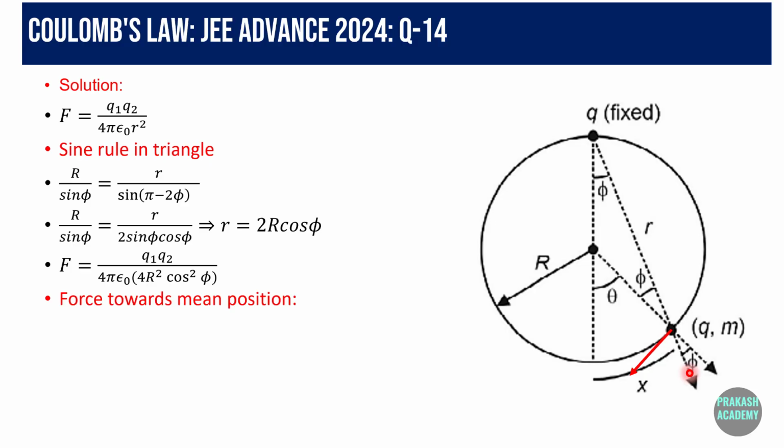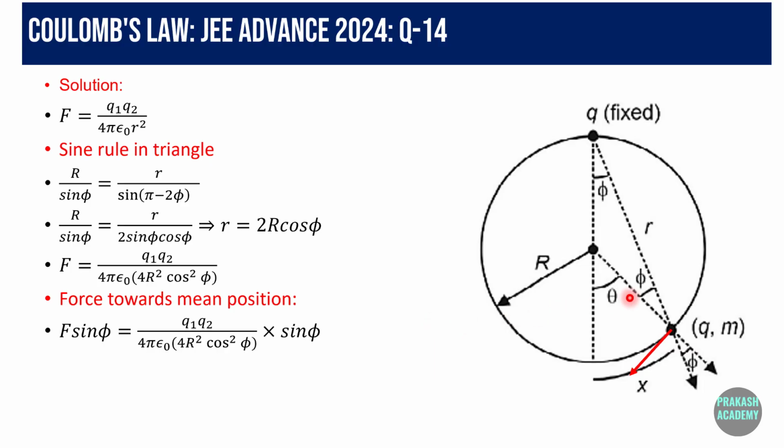I can calculate the force towards the mean position, because this is the mean position, or you can say the force in the tangential direction. So in the tangential direction, this is the force and this angle is phi, so in this direction I have F cos phi, and in this direction I will have F sin phi. So the component of force in the tangential direction will be F sin phi, and F is this, multiplied by sin phi.